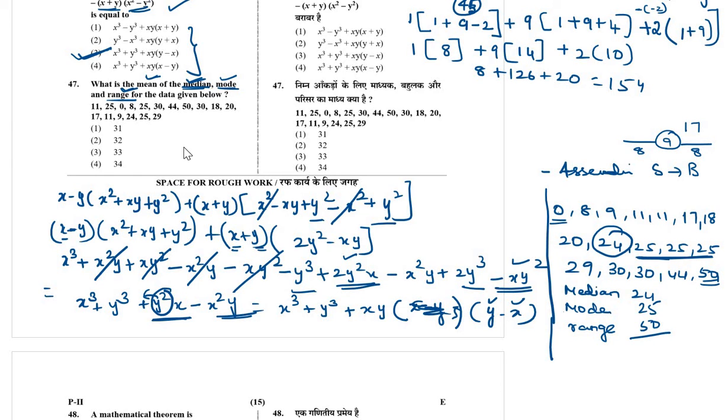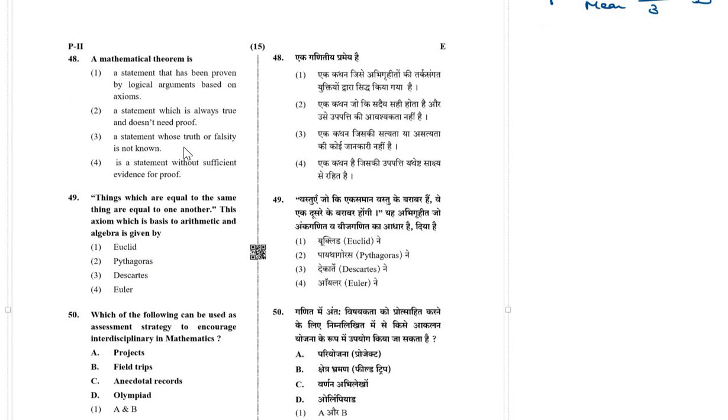So add these three things. We will get 99. So average, mean equal to 99 divided by 3. That is 33. So answer is 33. Okay. So come to the next question.